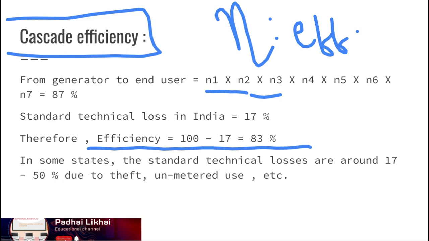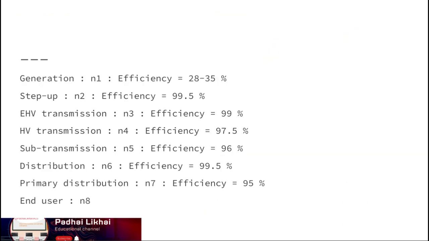Hence the transmission and distribution efficiency in India is assumed to be 83%. This is the T and D efficiency. Now you see, thermal plants have an efficiency of 28 to 35%, which is denoted by eta 1.